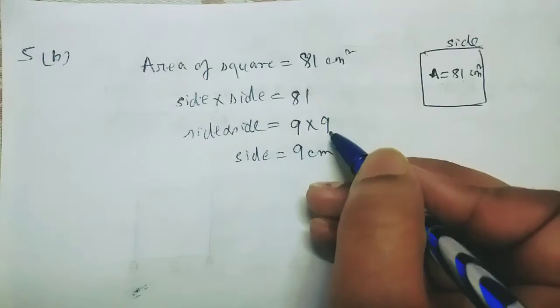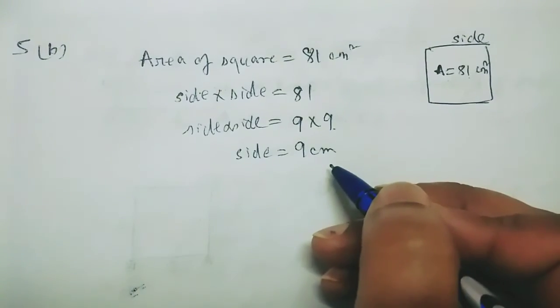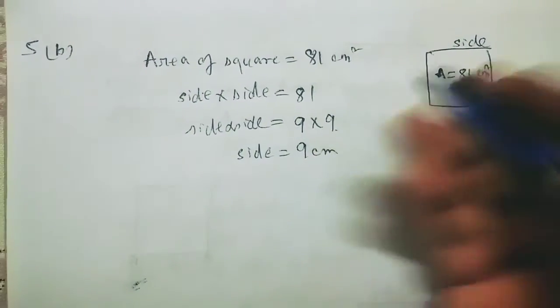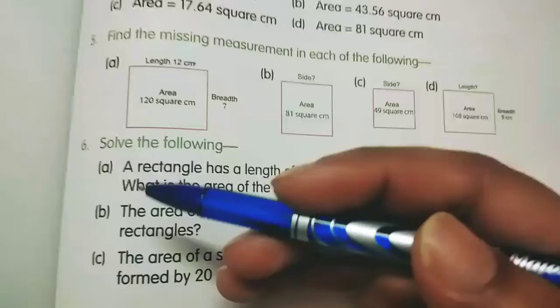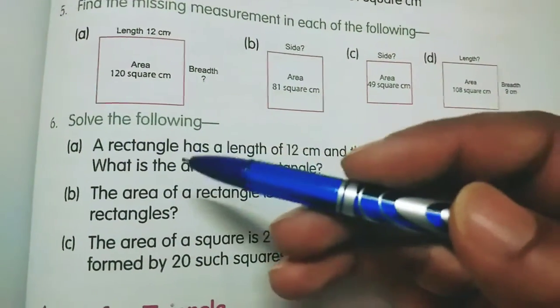So only one number you will take. This is the answer of this question. You have to break it like this. Understood? Okay students, now see question number 6.